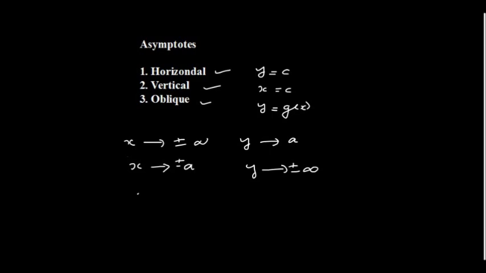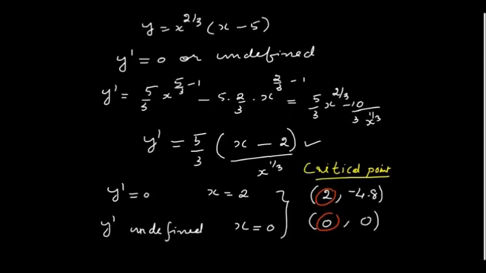And the third case is oblique asymptote. Oblique asymptote can come for a rational function only. For example, if y is equal to x square plus 1 by x, if this is the function we have to graph, you can see the degree of the numerator is 2 and degree of the denominator is 1. So degree of numerator is greater than degree of the denominator. In such situations, you can have an oblique asymptote. So these are the points to check for whether the given equation has an asymptote or not.